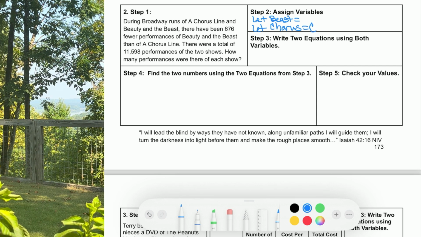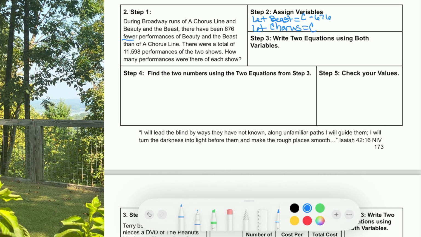Now I need to figure out how to write out Beauty and the Beast based off of that. So it said 676 fewer. So fewer means I'm going to take that 676 from something. Well, what I'm taking it from is the chorus. So we have C minus 676.